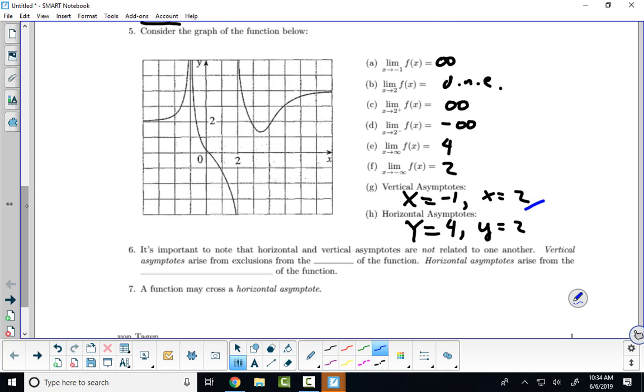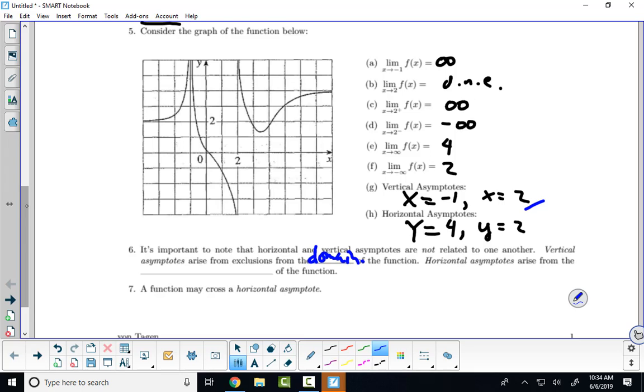Unfortunately, vertical asymptotes has the word asymptote in it, and horizontal asymptotes has the word asymptote in it. And so that leads a lot of people to believe these two ideas are related to one another, and they're not really related to one another. It's essential to realize that vertical asymptotes arise from exclusions in the domain of the function.